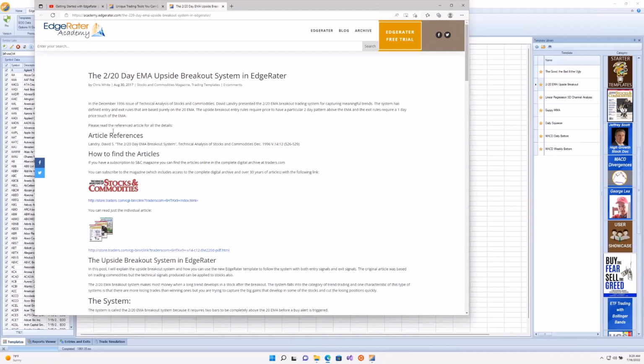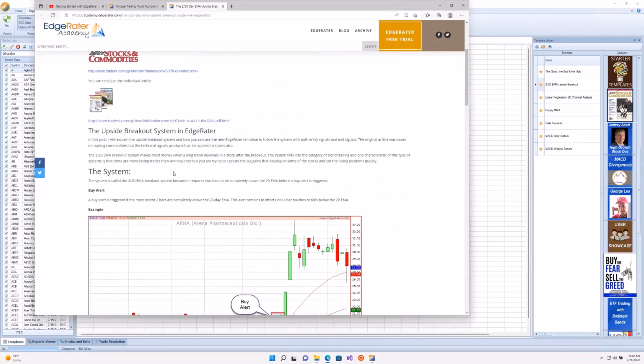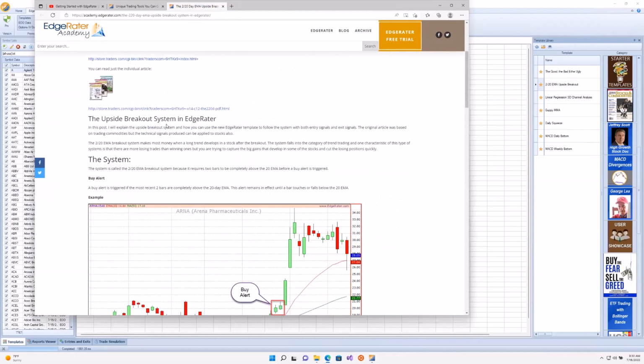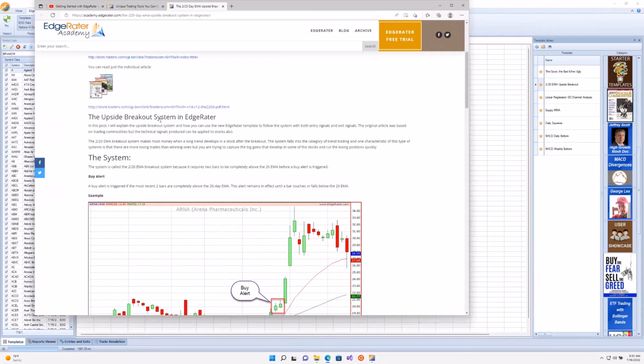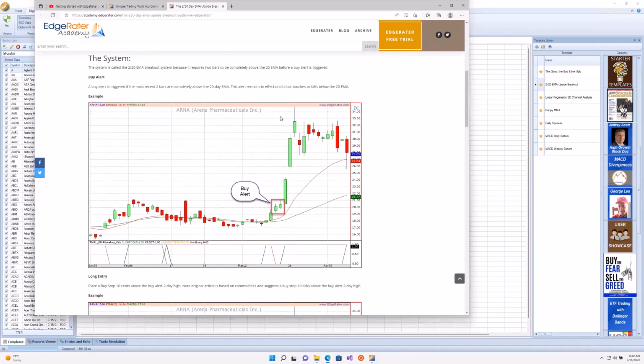So it references the article, shows you where you can buy the article if you want to buy it from Stocks and Commodities magazine. But then I also have shown some information here about some testing that I've done and how you can use the template, a description of how to use the template in EdgeRater. So what is this system? This is something I do like to run regularly, because it really is impossible for a stock to make a trending move without it first appearing in this template.